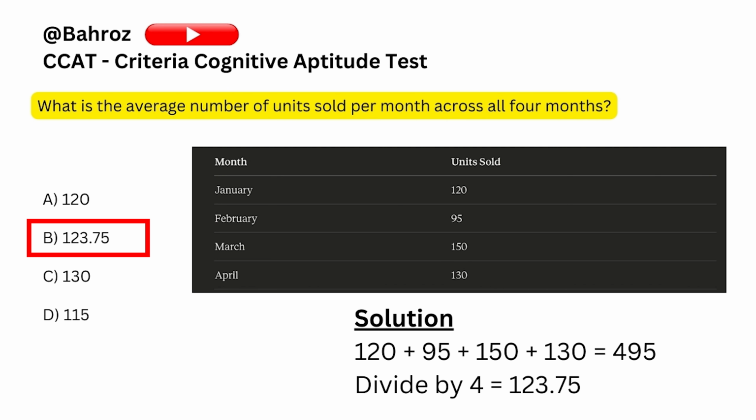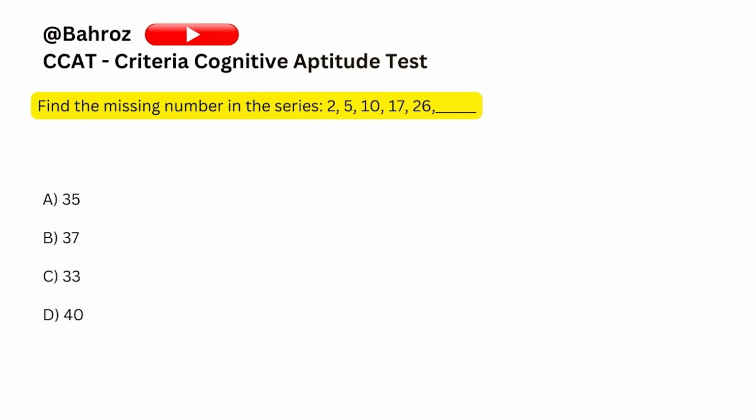Do the arithmetic, trust the result even if it is a decimal or an unexpected number. Next sample question. Find the missing number in the series 2, 5, 10, 17, 26. This one does not look obvious straight away, which is fine.